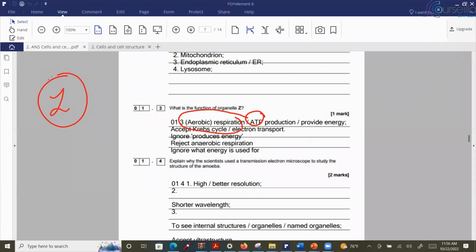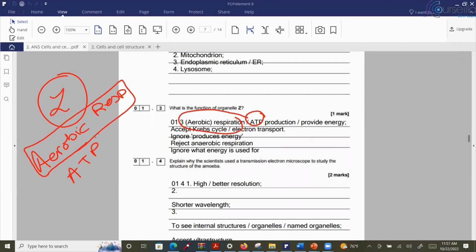Z is the mitochondria. The mitochondria is the site of aerobic respiration, because later on you will study that there are two types of respiration, aerobic and anaerobic. The aerobic respiration takes place inside the mitochondria and it produces ATP. So in the answer, you had to say either the term aerobic respiration or the term ATP. If neither was in the answer, you will not get the grade. The grading is strict, but the questions are easy.